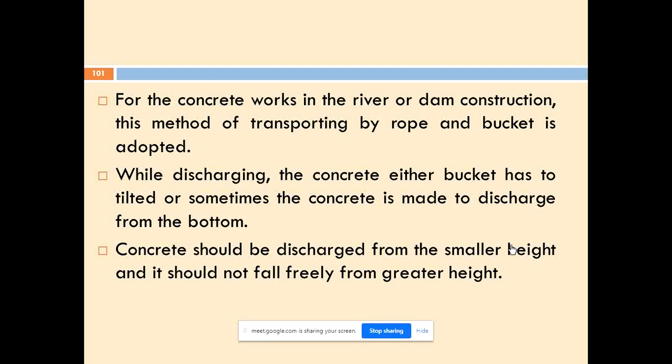If you open the door, the concrete it is filled with will be transported to the place. While opening the door, the height should be very minimum. It should not fall from a greater height. If it falls from a greater height, there are more chances of the concrete getting segregated. So this is regarding crane, bucket, and ropeway.